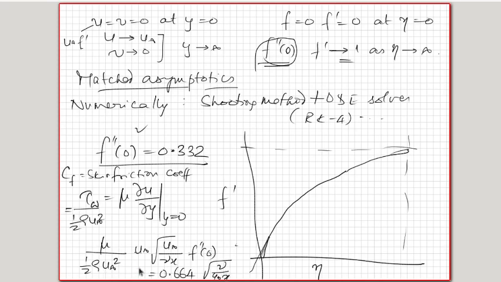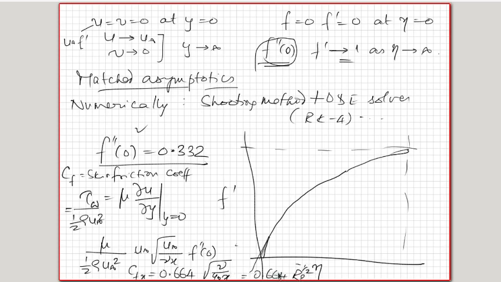Okay, so this is CF at any x. So this is at any location x. The CF at any x is this. This is nothing but 1 over RE to the power of half. So this is 0.664 RE to the power of minus half.